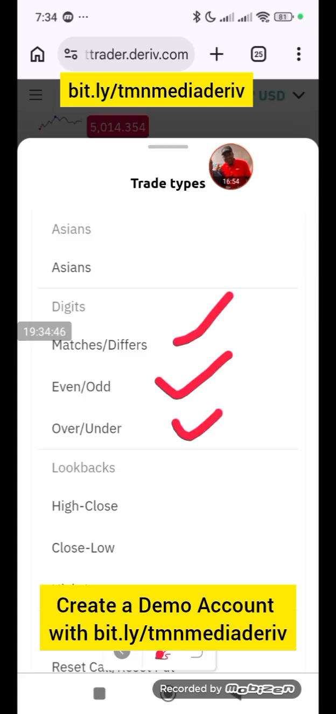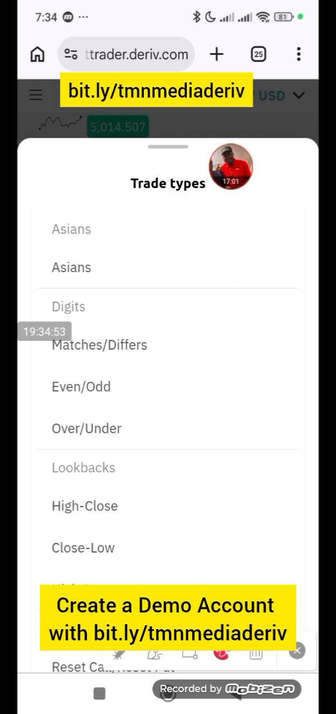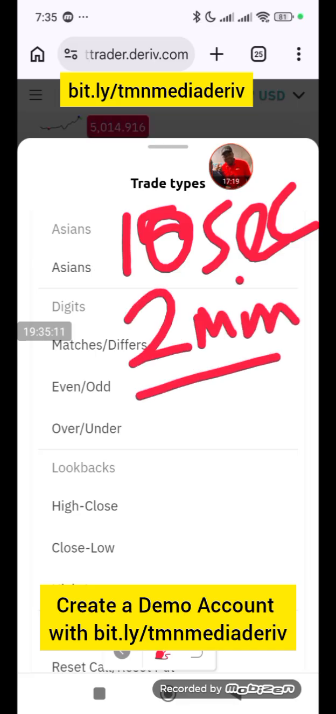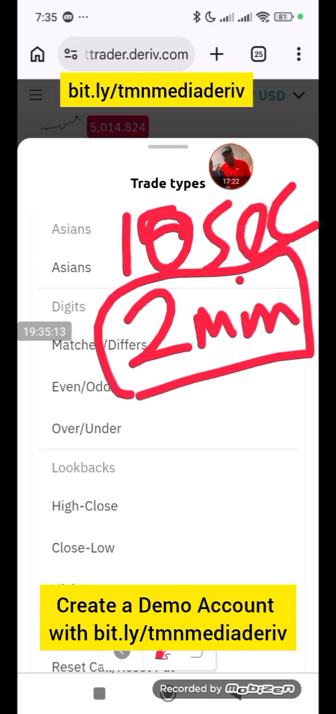Now, how does this digits work? Remember, for all the other ones I've explained, you'll find out that rise and fall has 10 seconds. That's the lowest time. Higher and lower, the same lowest time. Then you have touch. The lowest time for touch is 2 minutes, but your trade can even end sooner. Most of my trades are under 50 seconds. If it doesn't pull through, I get out of the market. That's how I trade it.